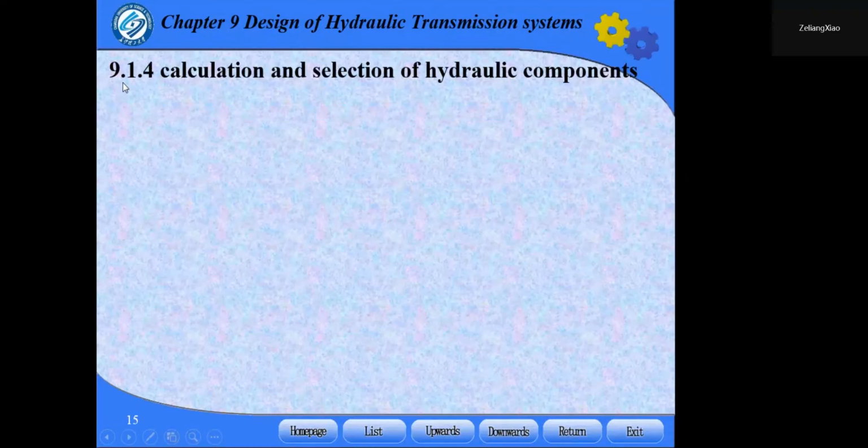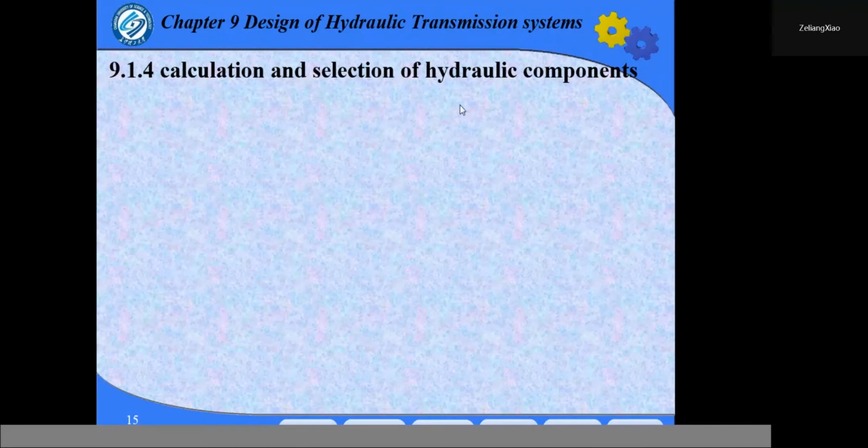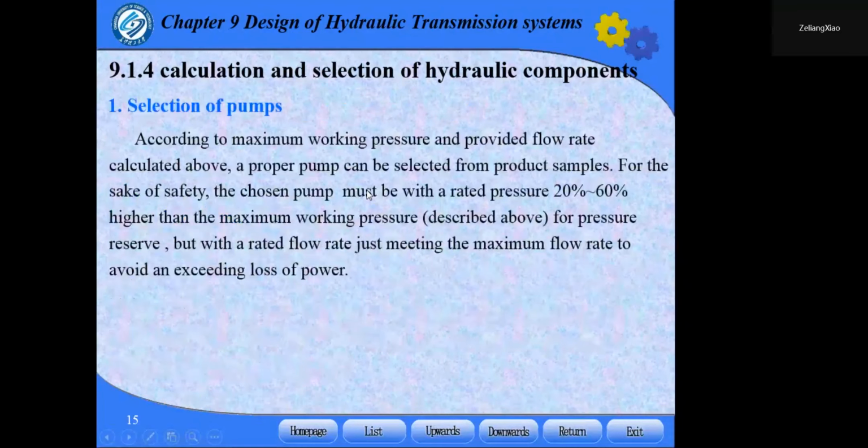So we go to 1.4, calculation and the selection of the hydraulic components. Lastly, we should select the pump according to the maximum working pressure and provided flow rate. The working pressure and flow rate we have done in chapter 1, calculated above.